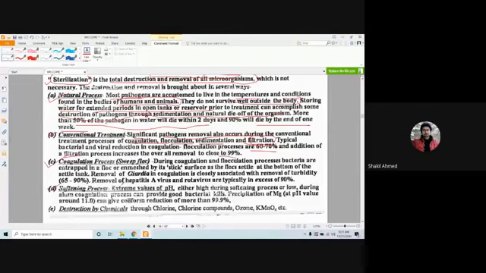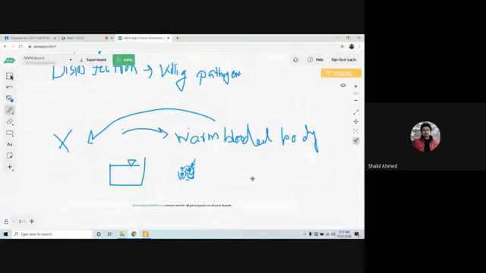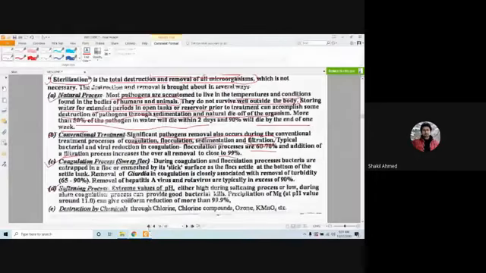Softening process: bacteria like to live in a pH value which is generally 6.5 to 8.5. Now, if you reduce the pH below 6.5 or increase it beyond 8.5, then you can achieve some amount of disinfection.